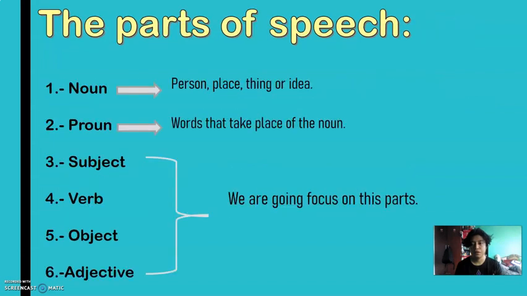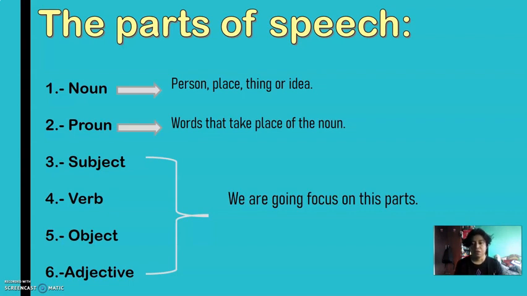Next, the parts of speech. This is very important because we have 6 points. Number 1 is the noun, the person, place, thing, or idea. Number 2 is the pronoun, words that take the place of the noun. Number 3 is subject. Number 4 is verb. Number 5 is object, and number 6 is adjective. In this part we are going to focus on these.